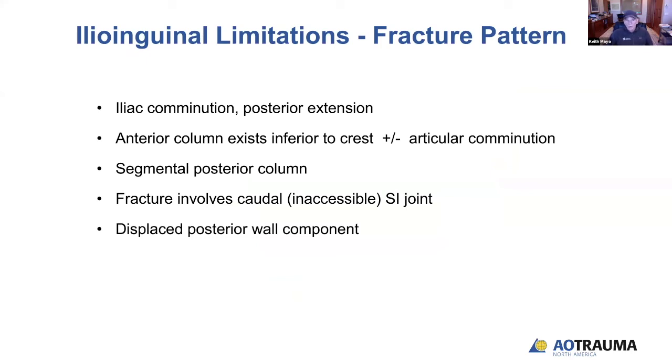In situations in which the B-type or the exit of the anterior column is below the crest, these become progressively more complicated. And in cases in which there's articular comminution, even more so. And then there are occasional segmental posterior column fractures, which are very difficult to deal with from the front. And then we've seen this already, the inaccessible caudal portion of the sacroiliac joint, which provides a key component of our articular reduction sequence. And then lastly, what about the atypical, more displaced posterior wall components?